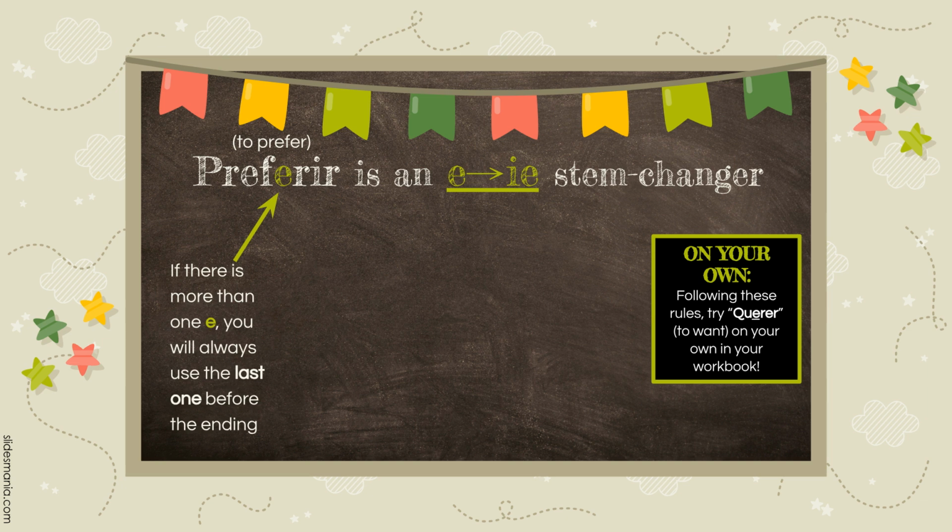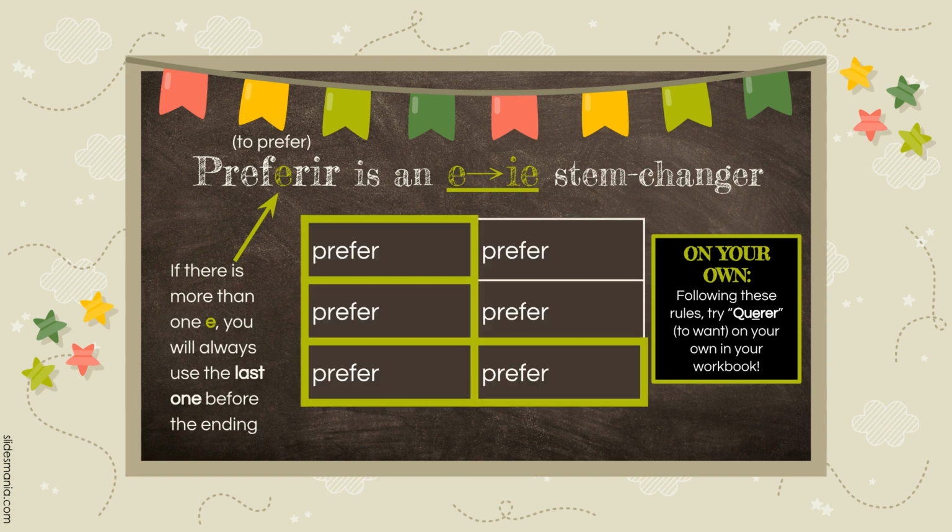So let's conjugate it. Step 1, take off the ending and write the stem in all 6 of the boxes. Step 2, change the stem inside the boot. So this is where I pause to strongly advise that you draw a boot shape around those 4 forms that are part of the stem changers, just to remind yourself. And then lastly, step 3, add in the normal IR endings.